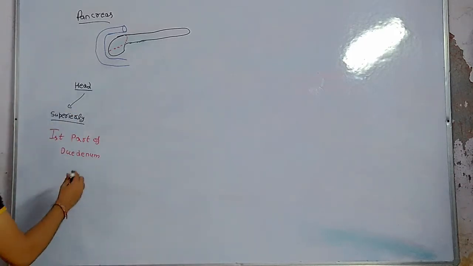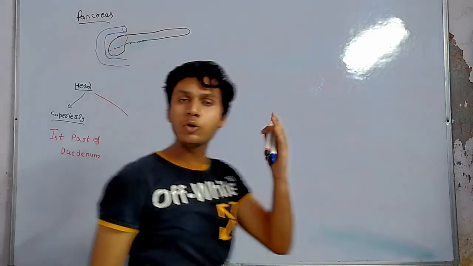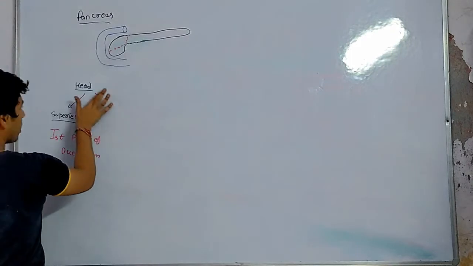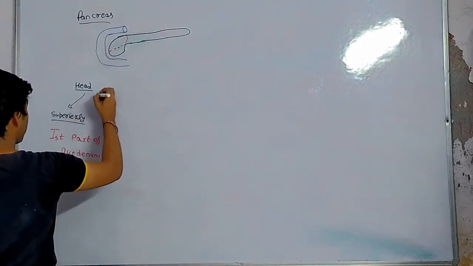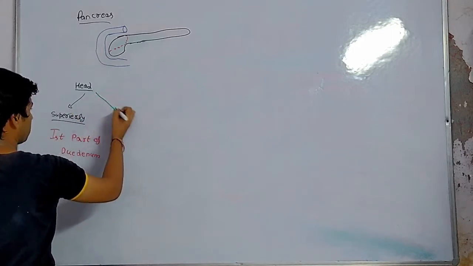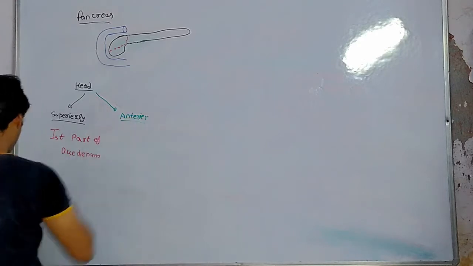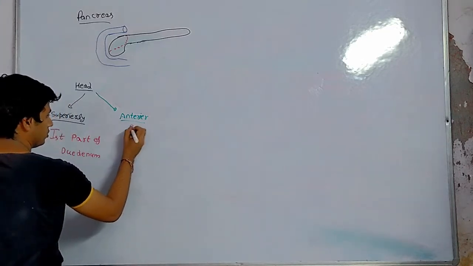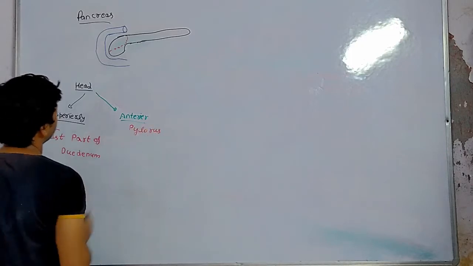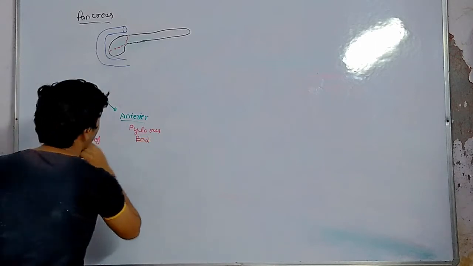Now come to the anterior and inferior part. Anteriorly, remember, anterior to what? Anterior to the pancreas, we have the stomach region. Anteriorly we basically have the pylorus end of the stomach.